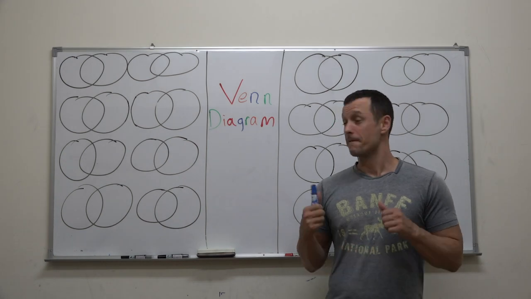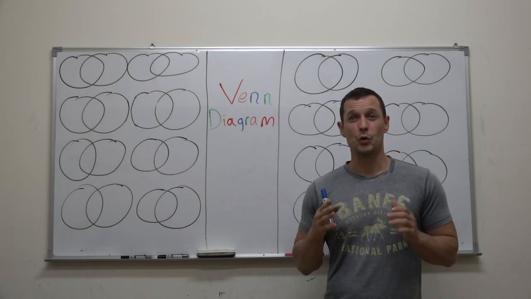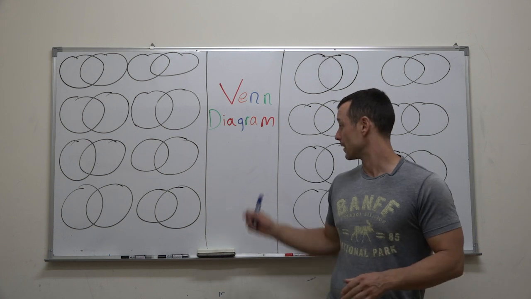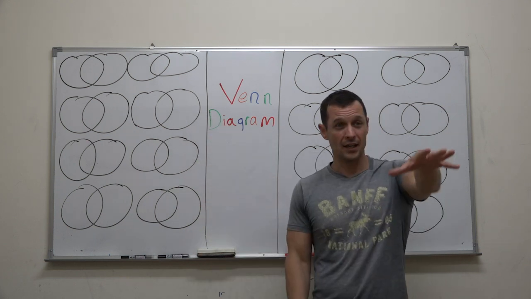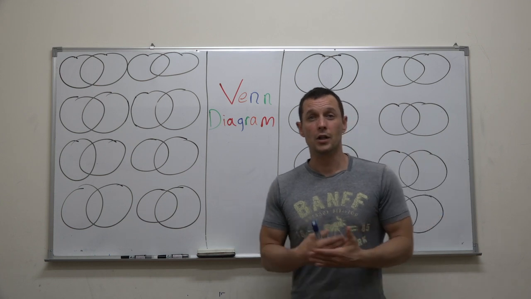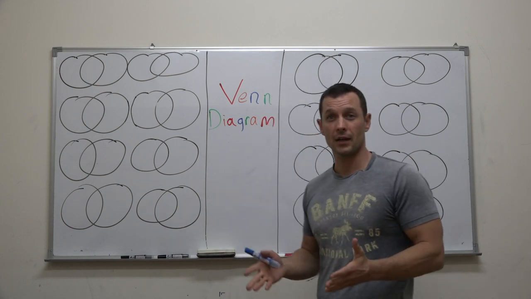Today's game is called Venn Diagram. It's a relay writing game. I divide the class into two teams. This team is going to be writing here, this team is going to be writing here. And I usually show the students how to play by giving an example.